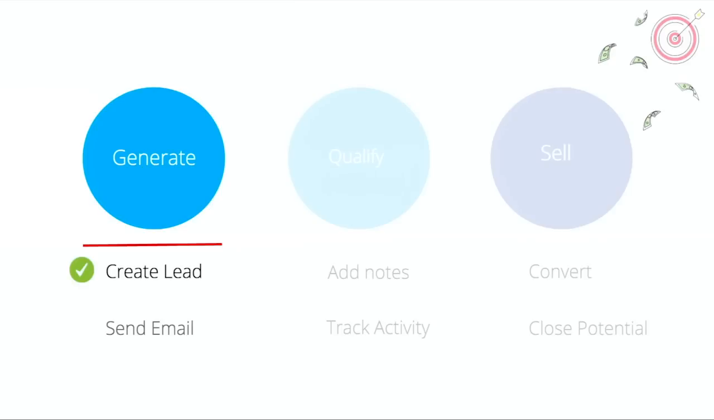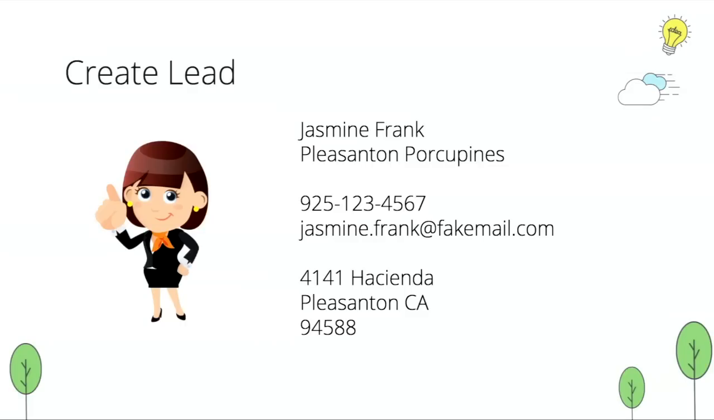And so the first thing we're going to do is create a lead. This is probably the first thing you did when you registered for the CRM, but this is the lead that we're going to work with. If you want to follow along with me, now I'll introduce who this person is. This is Jasmine Frank. She owns an amazing basketball team called the Pleasanton Porcupines, and she can be reached at this number.